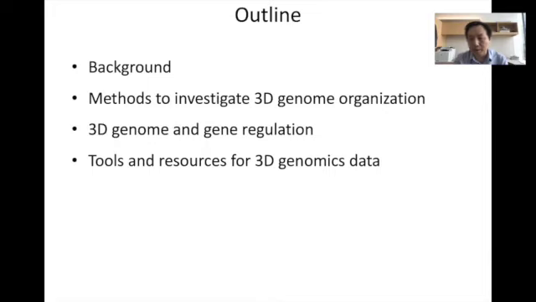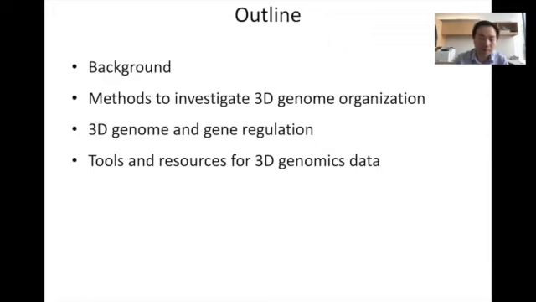Okay, so again, this is a lecture rather than a conference presentation. I really hope if you have any questions, you can stop me anytime and we can turn this into more like a roundtable discussion rather than me telling you everything I know about the 3D genome.